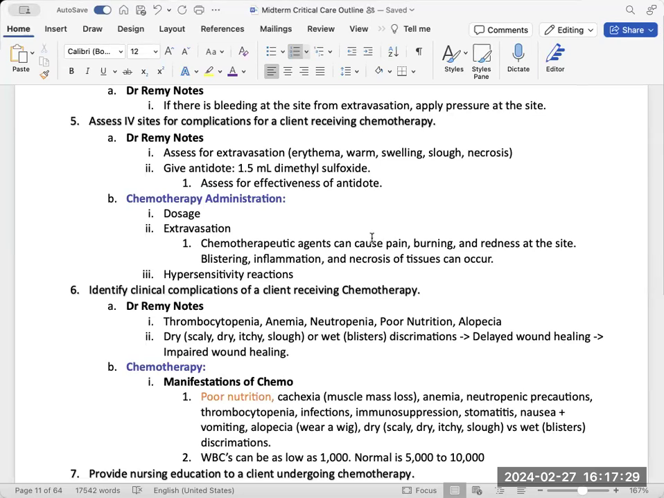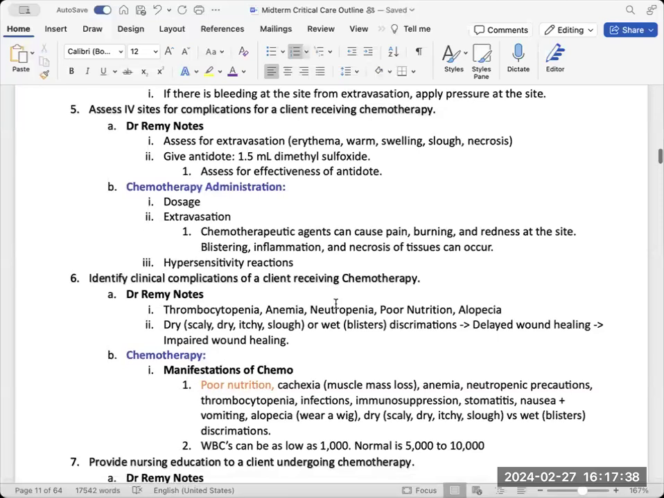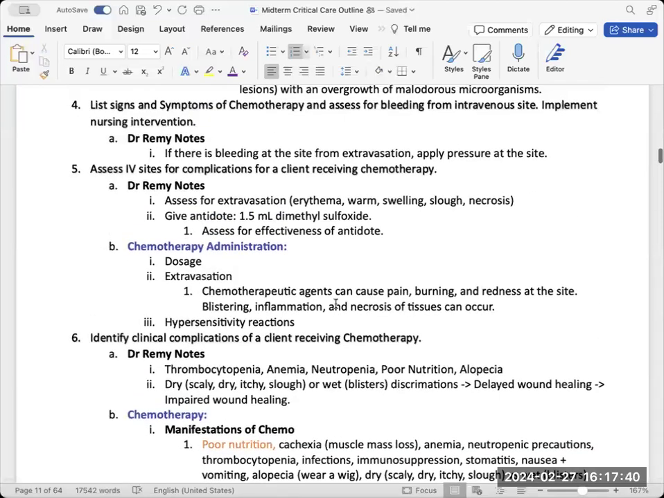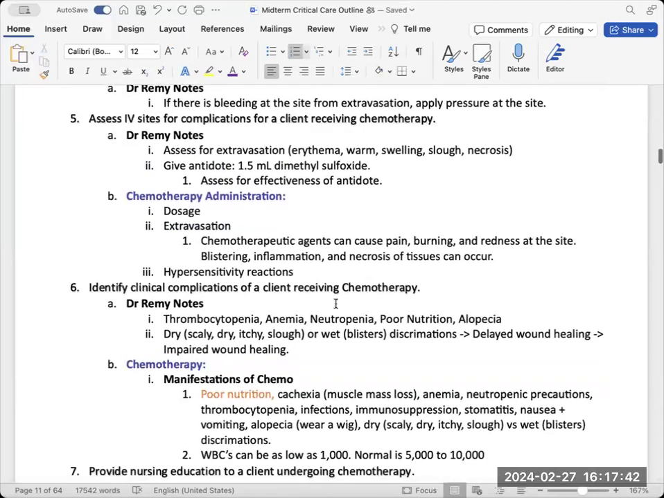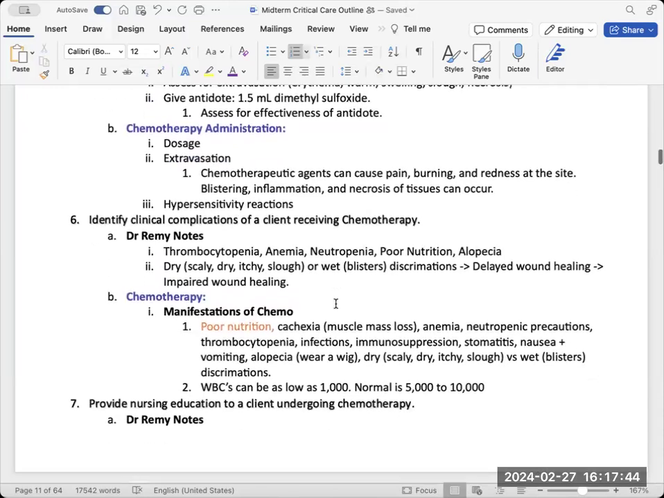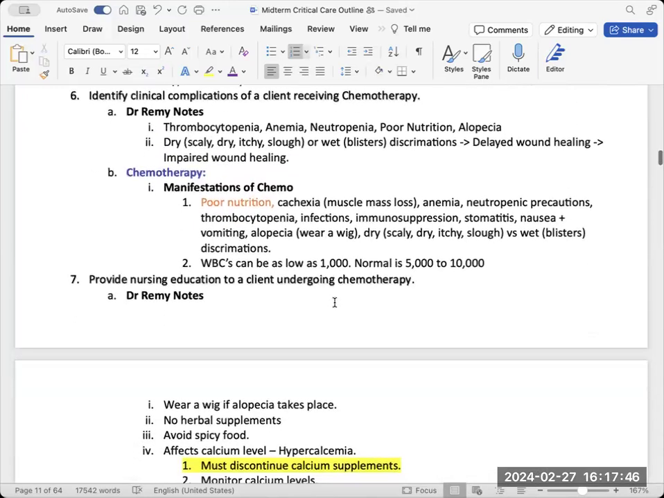And yeah, so like I said, complications of chemotherapy, we're looking for extravasation as well as giving them the antidote to prevent that. And extravasation could potentially lead to bleeding. So that's why, if we see bleeding, we want to apply pressure at the site. So, the next, we already talked about complications of chemo, so I'm not going to really get into that.